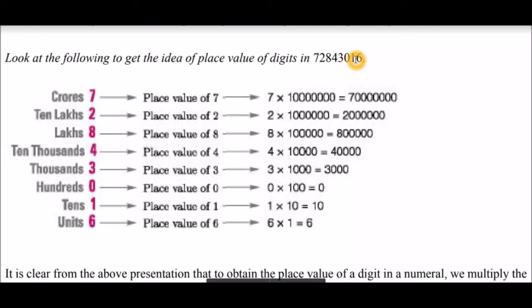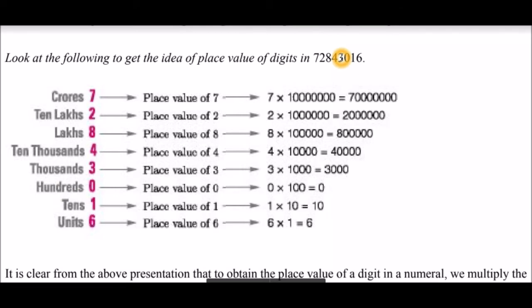The second one is 1. It is in the tens place. Tens 1. The place value of 1 is 1 into 10, that is 10. The next one is 0. The 0 is in the hundreds place, the third one. So the place value of 0 is equal to 0 into 100. That is 0. The next one is 3.